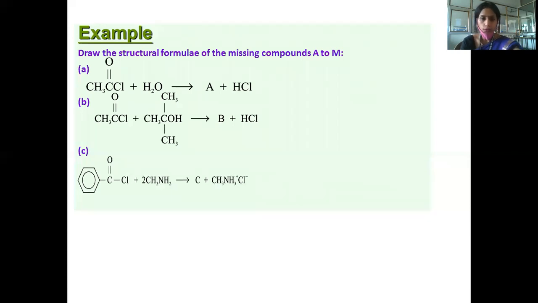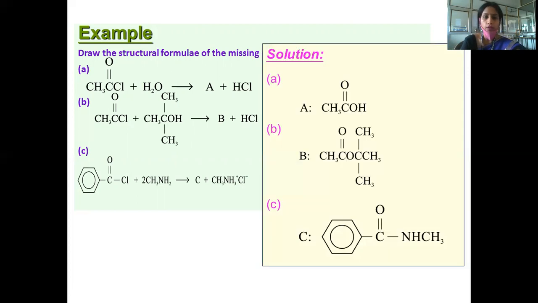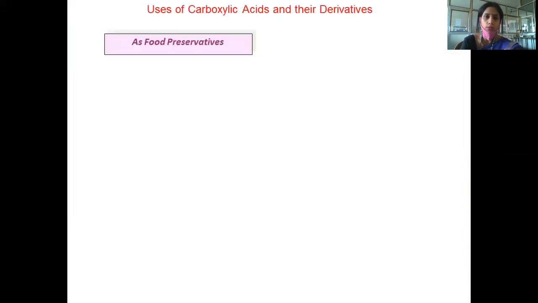Some of the examples are also given over here. You can just go through it. If acid chloride gets hydrolyzed, we get a product. You know what the product is because you've done it. So this is for your practice. I'm not going through it.